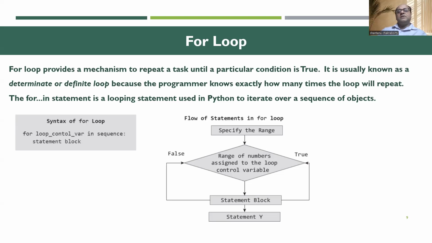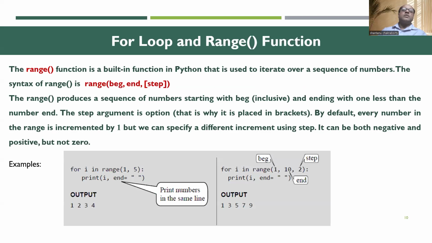So whatever the range is, the loop counter variable will iterate that many number of times. And then we have the statement block. The statement block will be executed. And once the iteration is over, we'll move outside the for loop. Now for loop, this is the standard syntax.